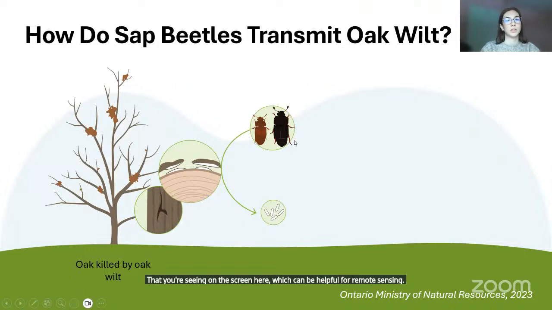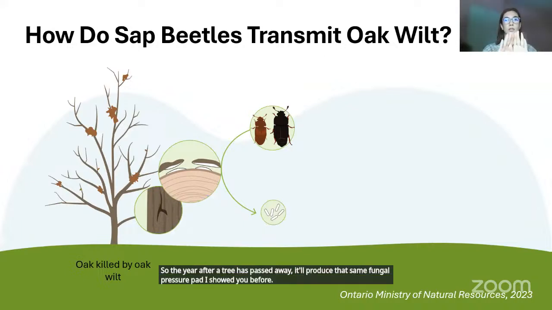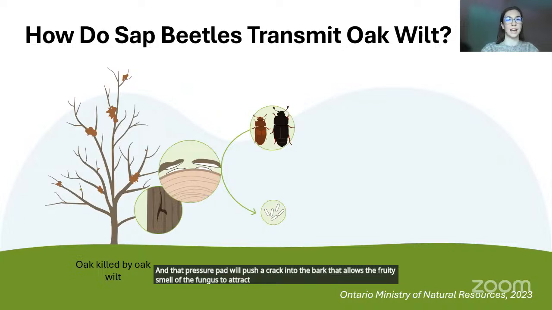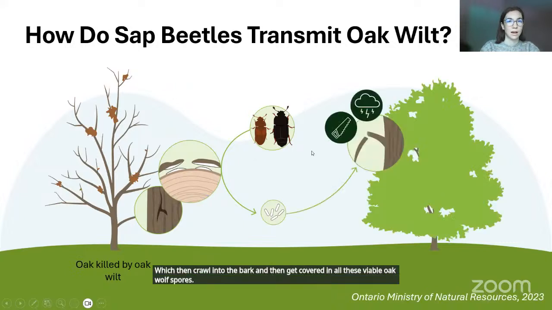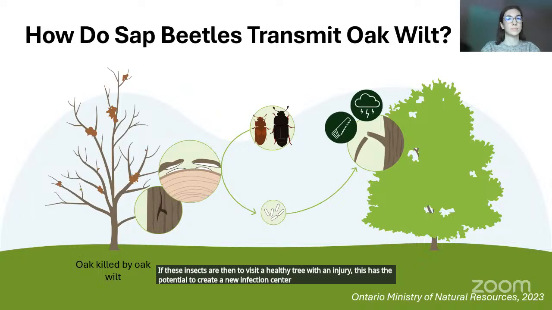What this research is much more interested in, however, is how oak wilt is vectored by sap beetles. So the year after a tree has passed away, it'll produce that same fungal pressure pad I showed you before. And that pressure pad will push a crack into the bark that allows the fruity smell of the fungus to attract multiple different species of sap beetles, which then crawl into the bark and get covered in all these viable oak wilt spores. If these insects then visit a healthy tree with an injury, this has the potential to create a new infection center for this disease.